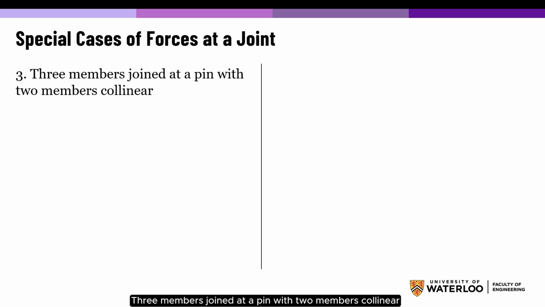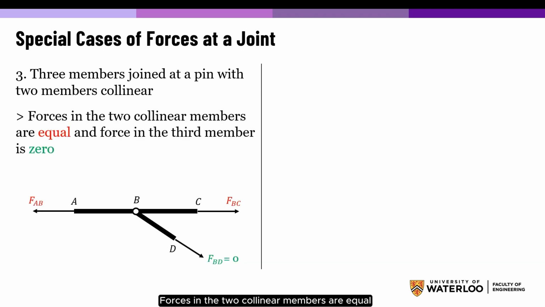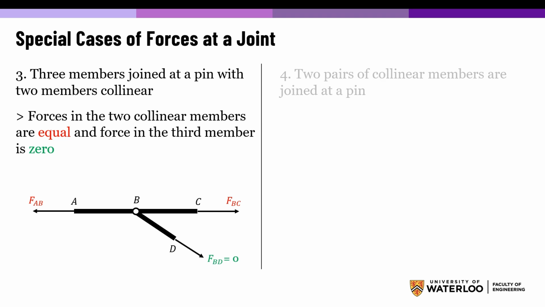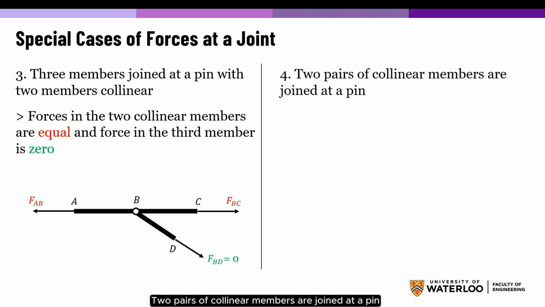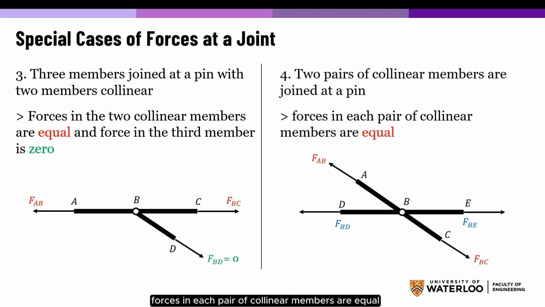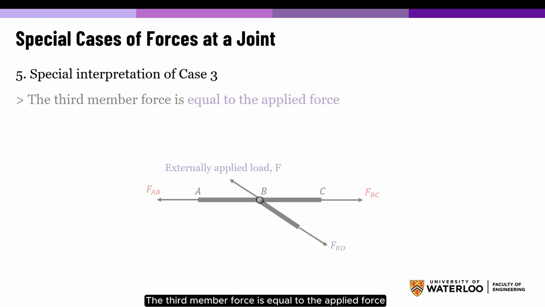Three members joined at a pin with two members collinear. Forces in the two collinear members are equal and the force in the third member is zero. Two pairs of collinear members are joined at a pin. Forces in each pair of collinear members are equal. The last case is a special interpretation of case 3. The third member force is equal to the applied force.